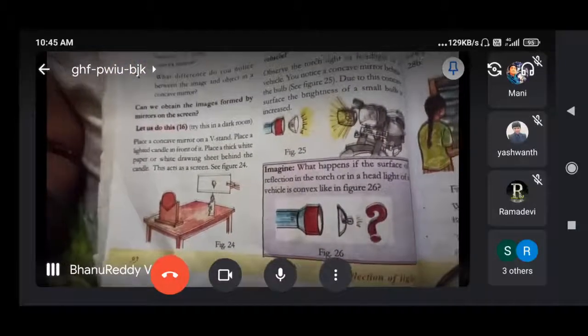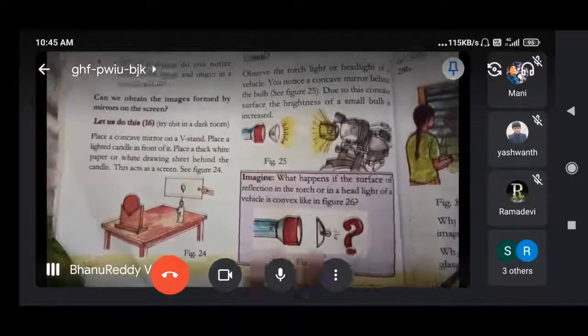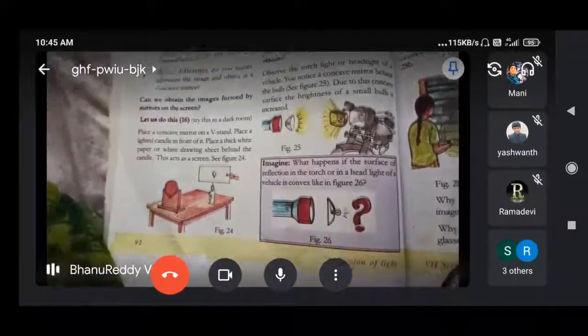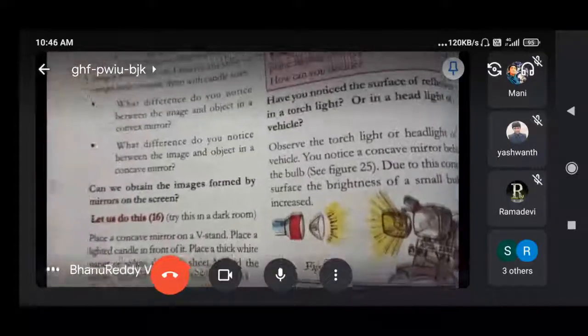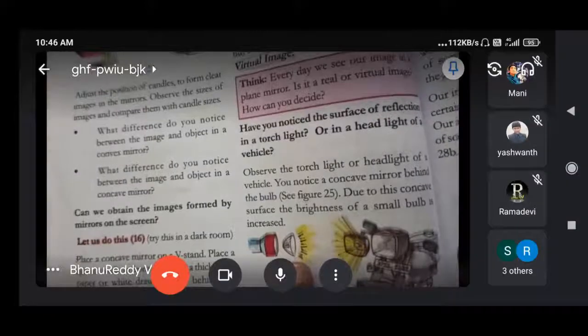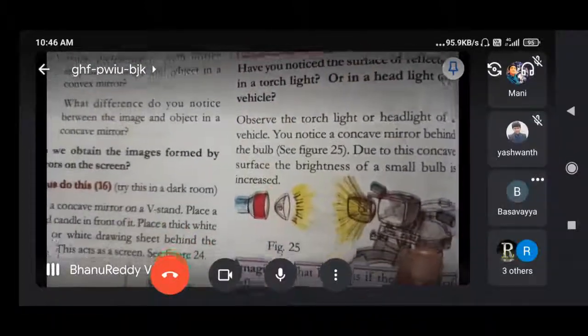What happens if the reflecting surface in the torch or headlight of a vehicle is convex? So convex means what happens? Concave is best for the torchlight, it is bulged in. Is it correct? See these images. Vehicle headlights are also bulged in.